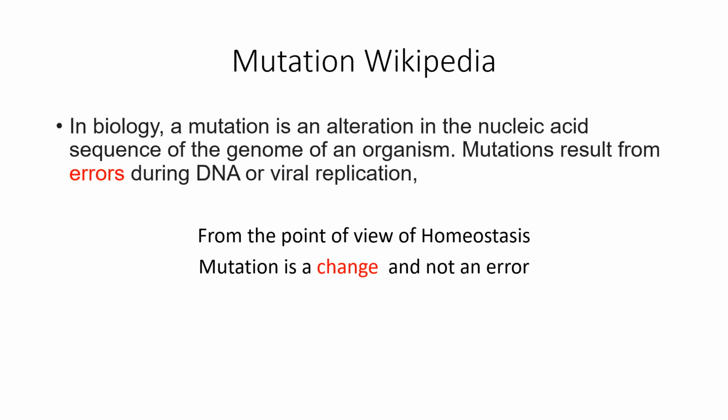In biology, a mutation is an alteration in the nucleic acid sequence of the genome of an organism, and mutations result from error during DNA or viral replications. This is a definition which we read in Wikipedia, but this definition cannot be accepted by homeostasis because in homeostasis there is no error. Mutation is a change and not an error.